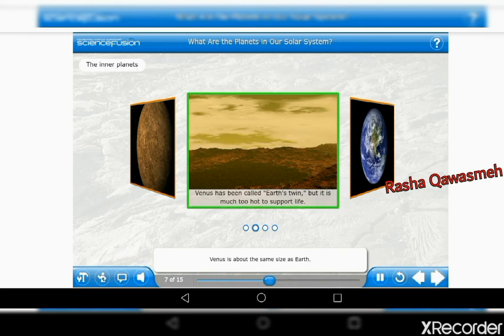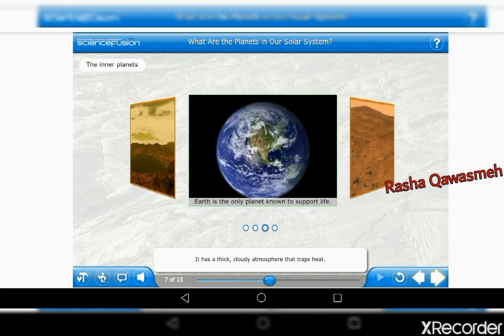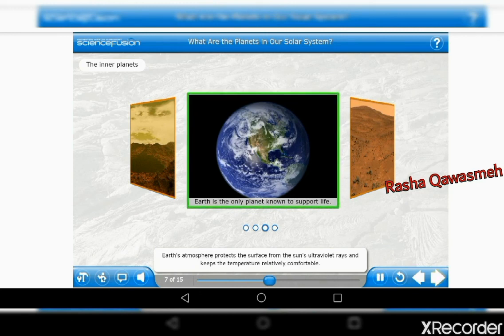Now Venus. Venus is about the same size as Earth. However, Venus is much, much hotter. It has a thick, cloudy atmosphere that traps heat. So this is why Venus is the hottest planet, although it is not the first or the closest planet to the Sun. Earth's atmosphere protects the surface from the Sun's ultraviolet rays and keeps the temperature relatively comfortable. So atmosphere. Earth is the only known planet with oceans of water. Liquid water. The oceans help keep Earth's temperature stable.